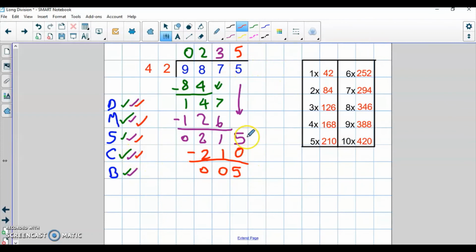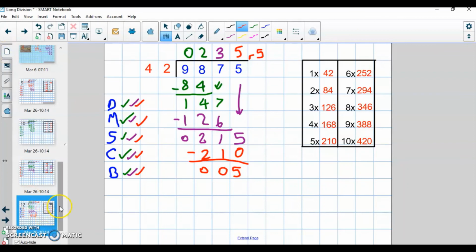I've nothing left to bring down. I'm at the end of my calculation, so that's that done. And I need to write down my remainder. So what I've got left over at the end, once I've finished all my number, is my remainder. 235, remainder 5. Okay, so that's the long and short of it.